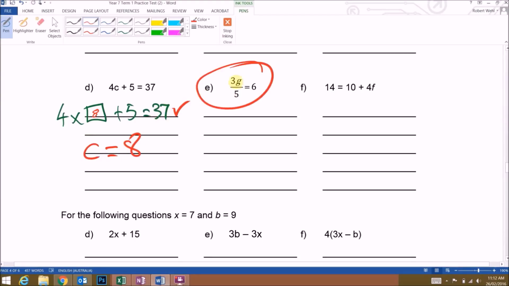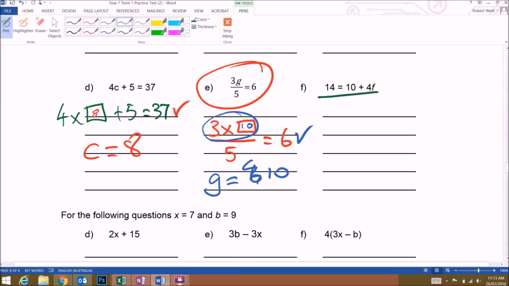So this one, 3G over 5 equals 6. So 3 times something divided by 5 equals 6. So once again, you can guess and check. I'm going to start off by guessing 10. The thing with this one is that whatever your answer is up top is going to have to be divided by 5, so it's going to have to end in either a 5 or a 0. So I'm going to guess 10. 3 times 10 equals 30. 30 divided by 5 is 6. So that means that G equals 10. Okay.